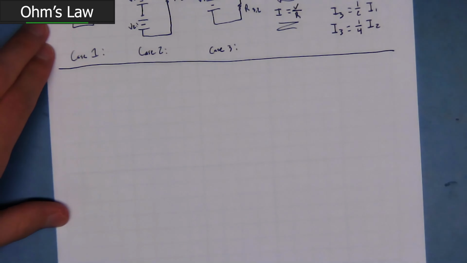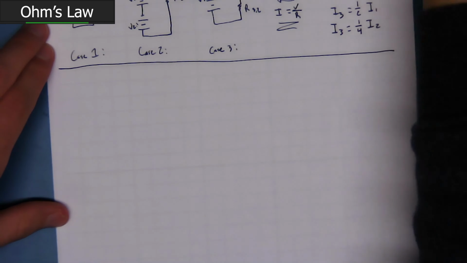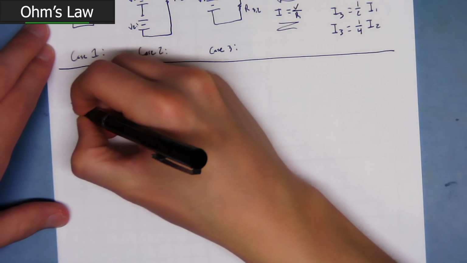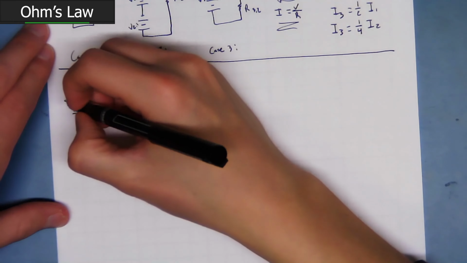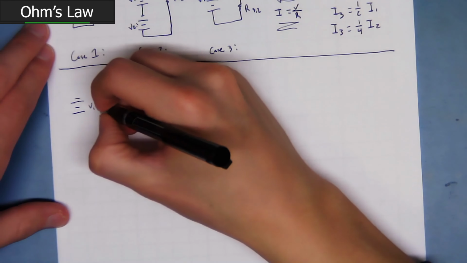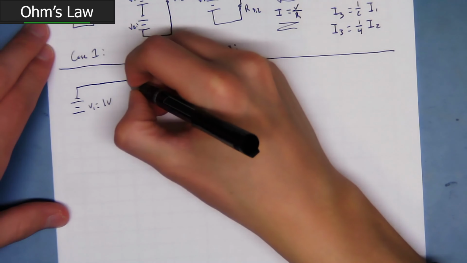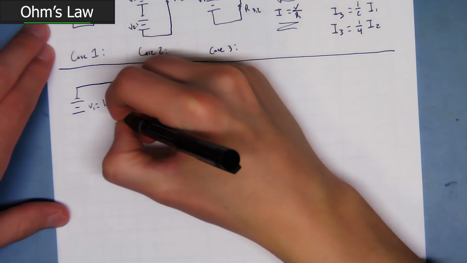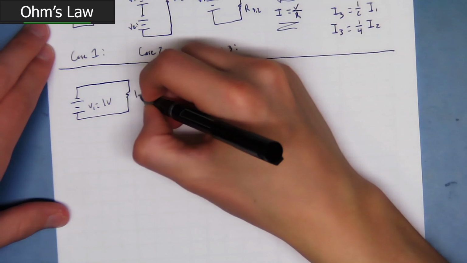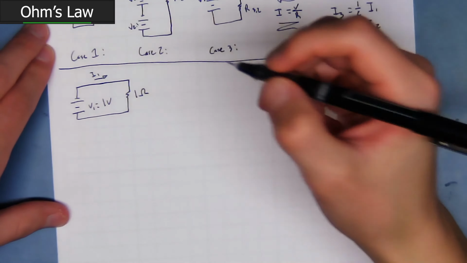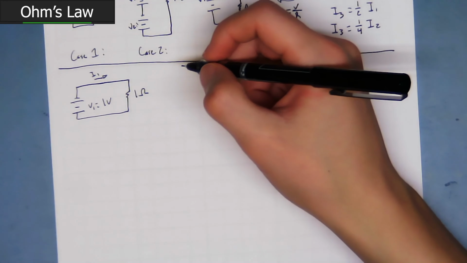So let's start this off pretty easy. So we're going to take this to be V1. It's going to be 1 volt. And we're going to add a resistor. We're going to make that 1 ohm with a current I1. Okay? This is where we're starting.